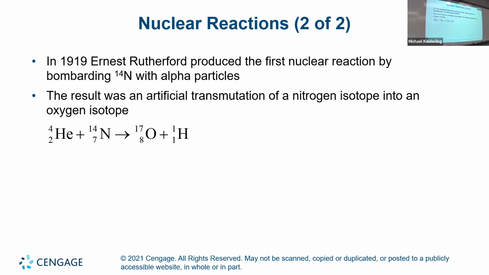So the first nuclear reaction was done in 1919 by Ernest Rutherford, who bombarded nitrogen-14 with alpha particles. And the result was an artificial transmutation of a nitrogen isotope into an oxygen isotope. Alpha particle hits the nitrogen, goes from nitrogen-14 to oxygen-17 plus a proton.